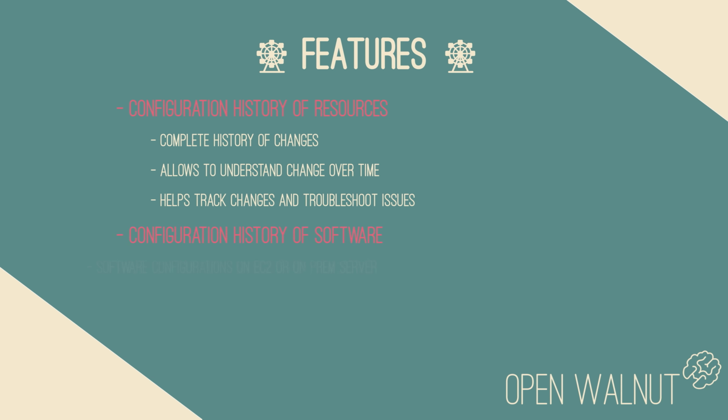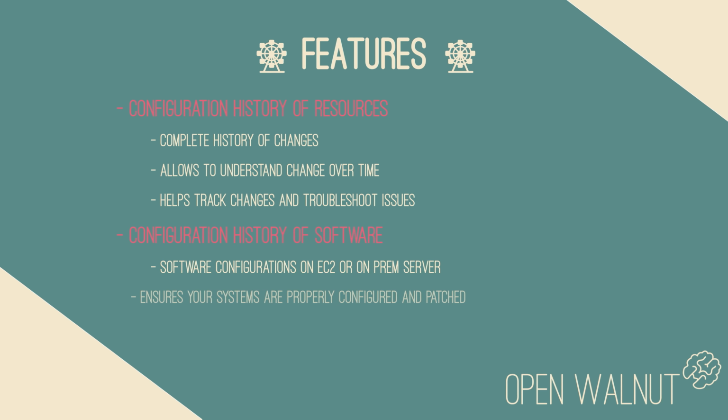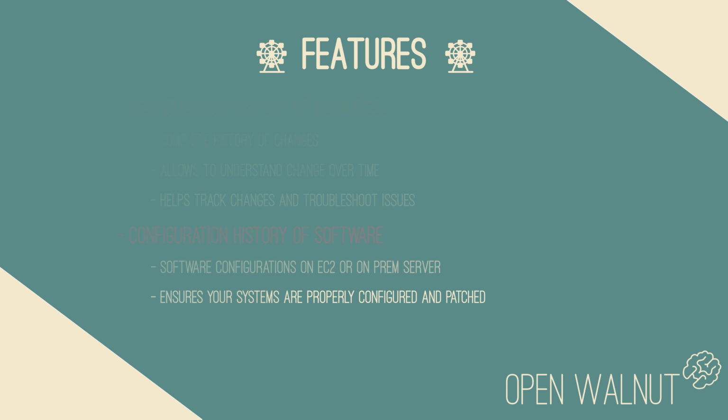In addition to tracking changes to AWS resources, AWS Config also allows you to track changes to software configurations on your EC2 or on-prem servers using the AWS Systems Manager agent. This feature allows you to view the historical configuration of your software on your instances and ensure that your systems are properly configured and patched.